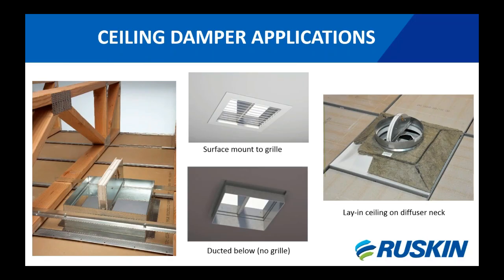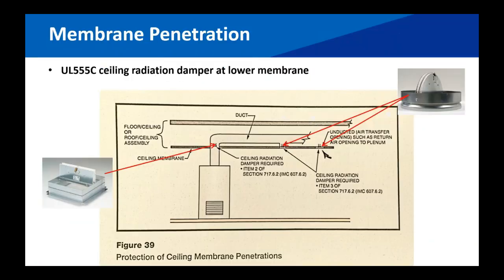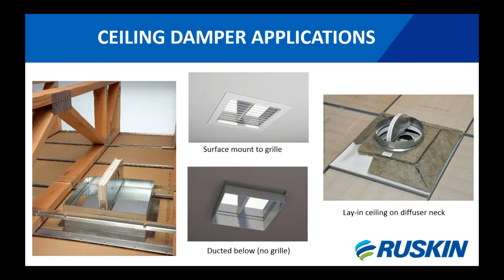Then down below it, we have ducted below, no grill. That would be the example back here. So this is that example of the ducted below. So as you can see, there's no grill. You're going to have an extension piece that'll drop below the drywall ceiling and you'll connect to duct down below. Then to the far right, we have a lay-in ceiling application.